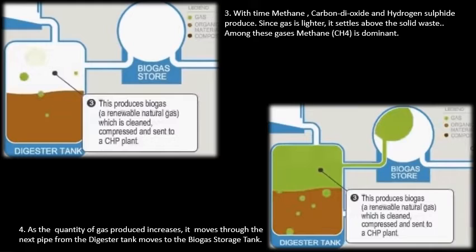In the first slide of biogas, you would have seen the big tank. That is the same tank here, shown in an illustrative diagram. This gas produced, which is a renewable natural gas, is cleaned, compressed, and sent into the CHP tank. The CHP tank is different from the biogas storage tank, and the gas starts flowing into the biogas storage tank.